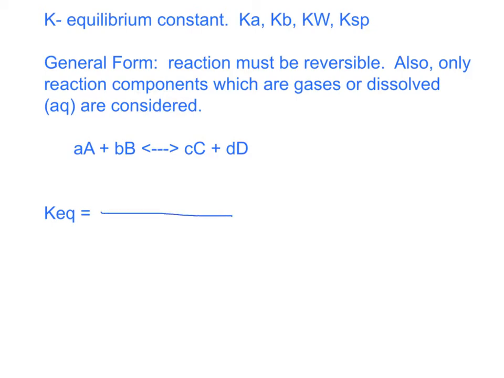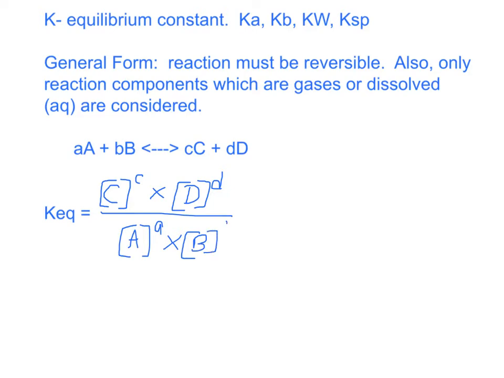All right, so like the weak acids and bases, the products go on top. But now we have these coefficients included as well, which need to be included in the equilibrium constant calculation. So we're taking the concentration of C raised to the power of its coefficient c, times the concentration of D raised to its coefficient d, divided by the concentration of A raised to its coefficient a, times the concentration of B raised to its coefficient b.